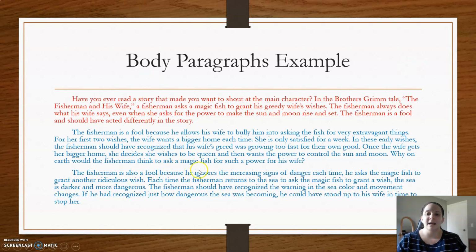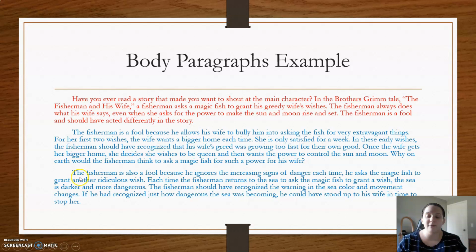So this is my text example that I've previously used. The red right here was my introductory. The bottom two here are my body paragraphs. So my first one was saying, the fisherman's a fool because he allows his wife to bully him into asking the fish for extravagant things.